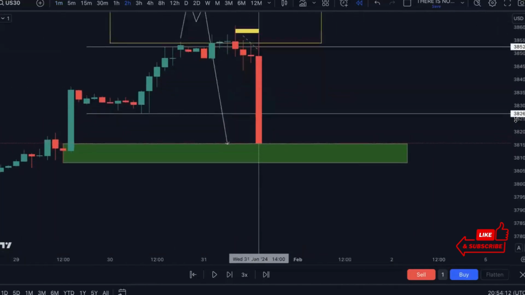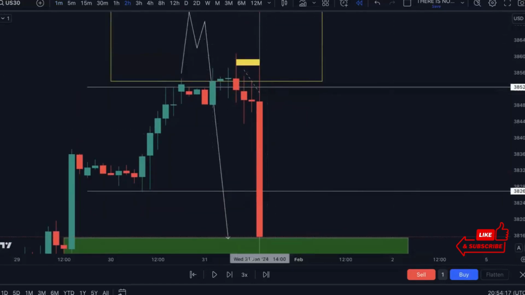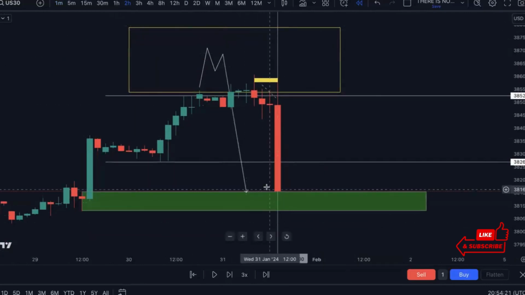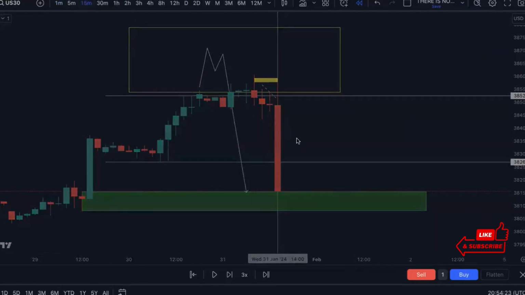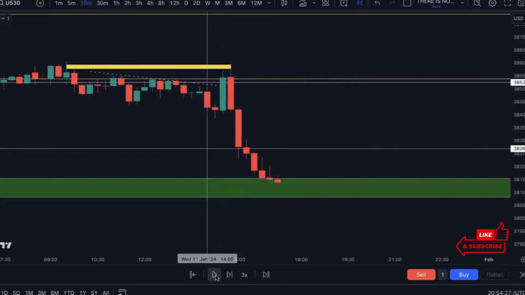And price comes right down into taking out the low. So we have the previous day's high taken out, and then we have the previous day's low. And this is where I started to get my setup to take the market back up. Let's head to that 15-minute time frame and let it play out. Now, do you just immediately start to buy when price comes to your OB or demand zone?